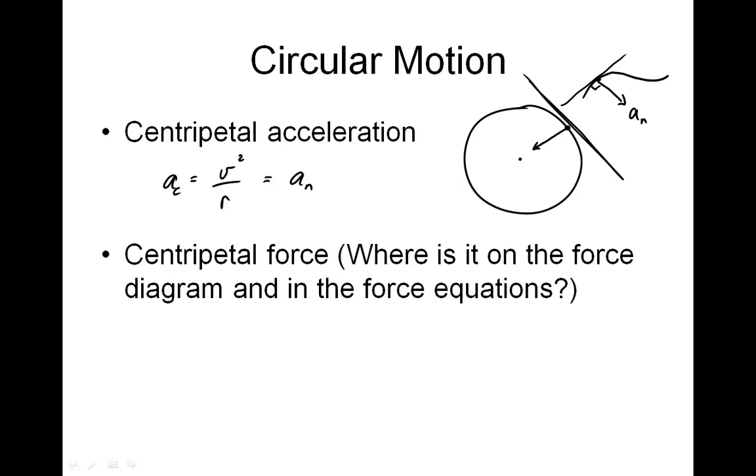Given this situation, there has to be a centripetal force. Something has to be allowing that object to make the turn. And so the question is, where on our force diagram do we show the centripetal force, and where in the force equations will we show the centripetal force? This will be a critical issue for this lecture.